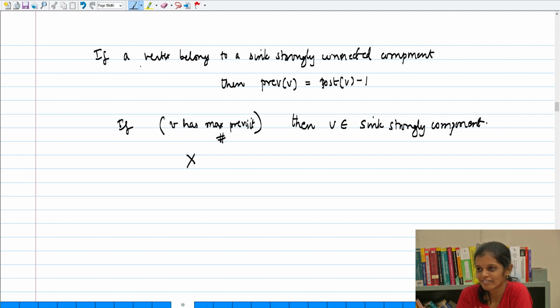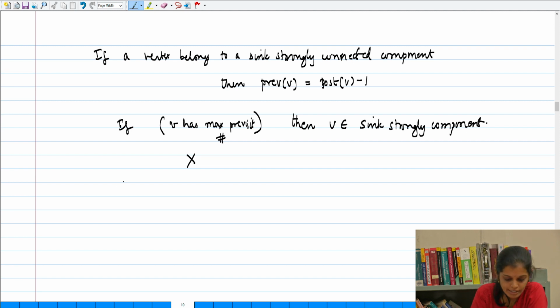Or I mean, we want to have a deterministic strategy that we are going to always find it. Okay, so actually this cannot be very easily found out in terms of just pre-visit numbers and post-visit numbers. But what one can say is about when a vertex can belong to a source strongly connected component, and we will prove that, right?